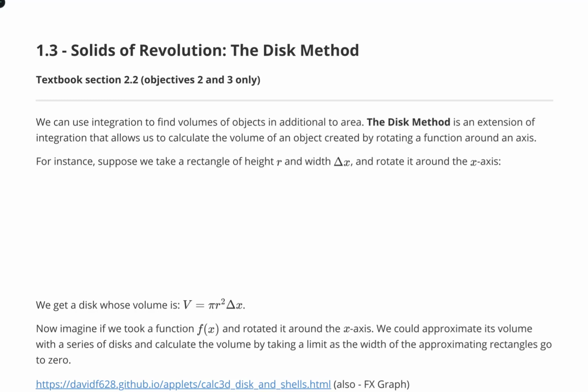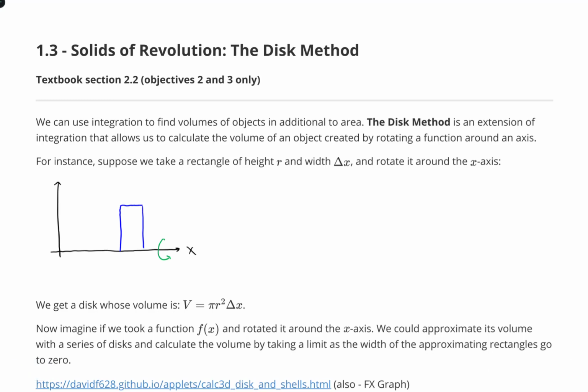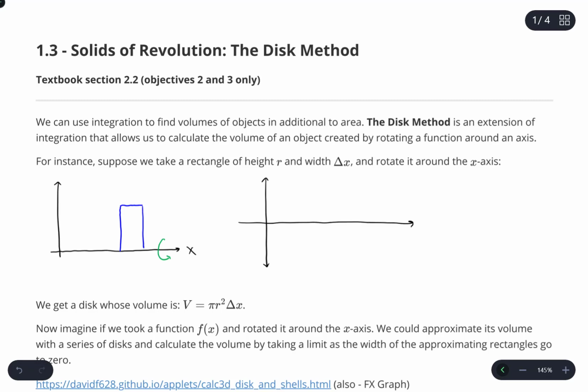So for instance, let's suppose I have a very simple function, which is just a constant function, and it produces a rectangle on the x-axis. Now what I'm going to do is take that rectangle and rotate it about the x-axis, all the way around. And I'll draw this as best I can, but you'll see how this turns out. Ultimately, this will end up looking something like this.